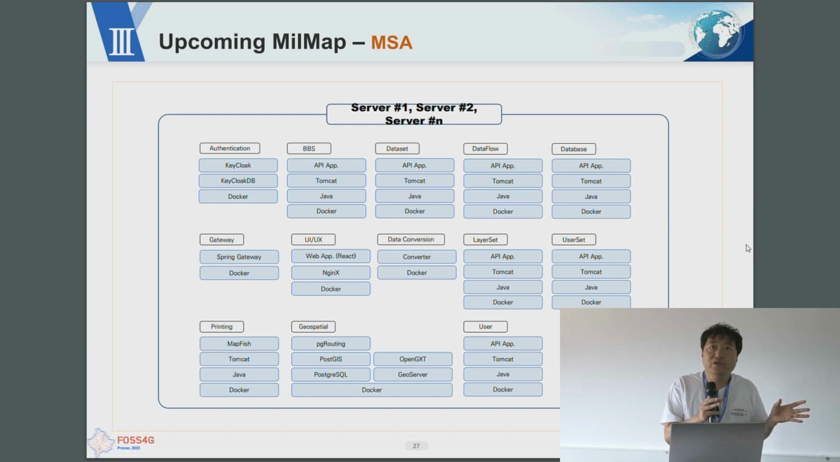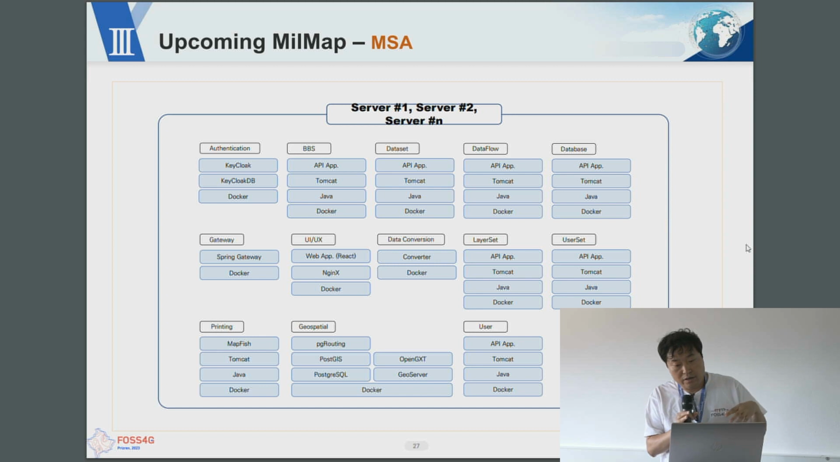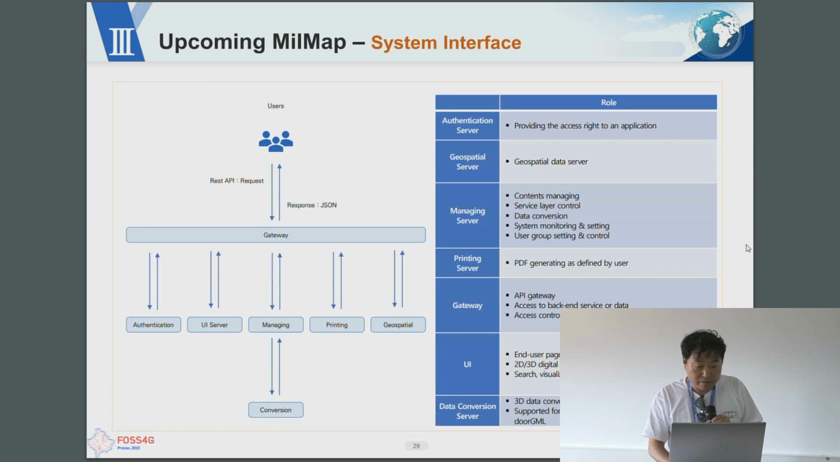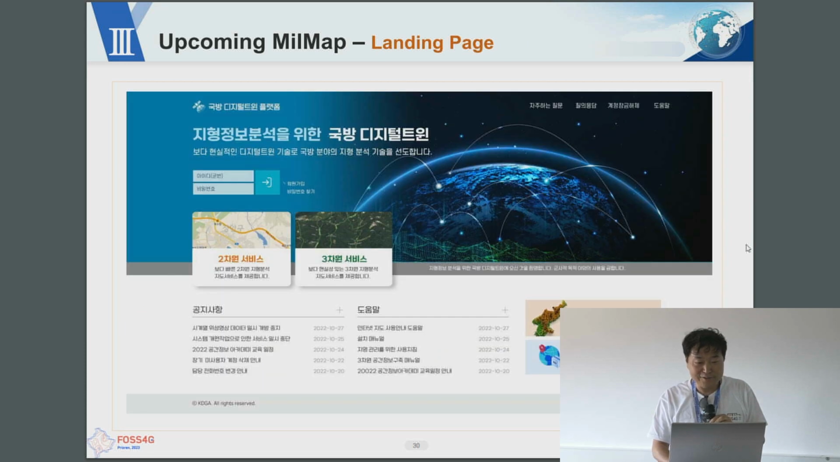Another thing is that we expect this system will grow huge and huge. So we redesigned this system with a microservice architecture. Here we divided many services into several components like this, and we currently implement a microservice architecture. This is also a microservice architecture diagram. Also, using an interface gateway, many services will be served as just a module, so we can easily attach and detach services using this system interface and the microservice architecture. This is the landing page of MilMap 4.0. We Koreans like this one.